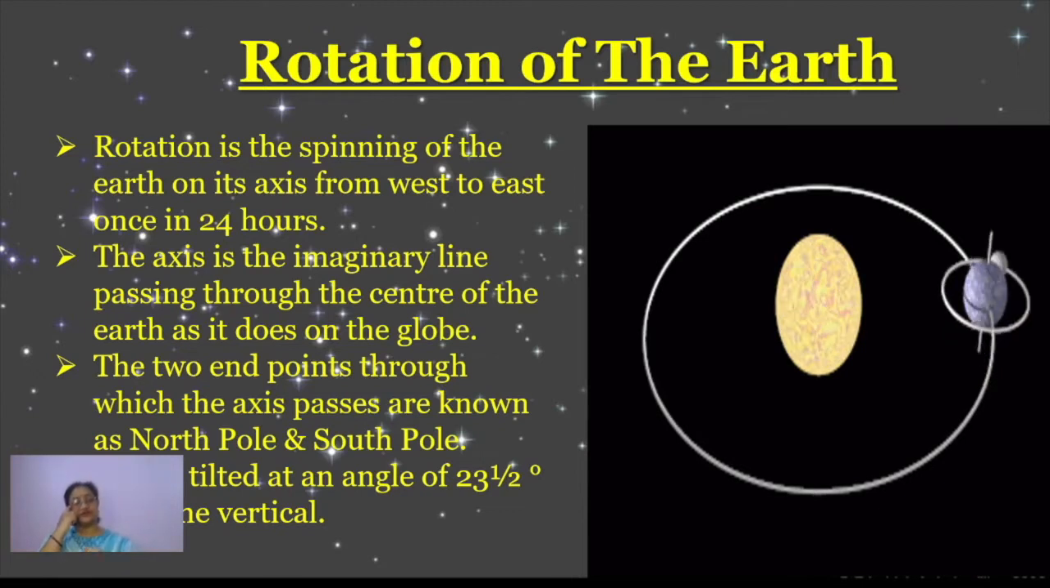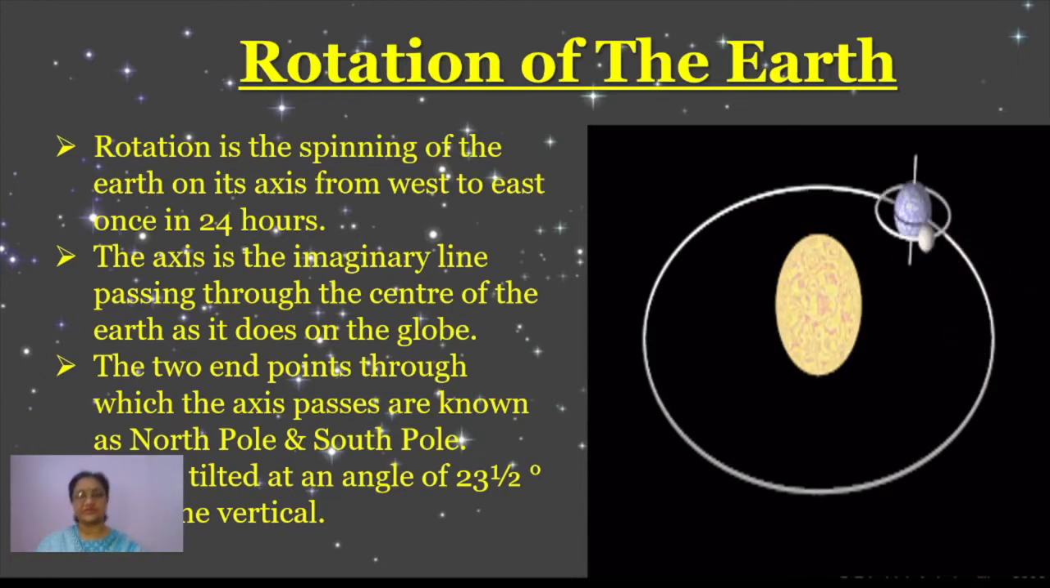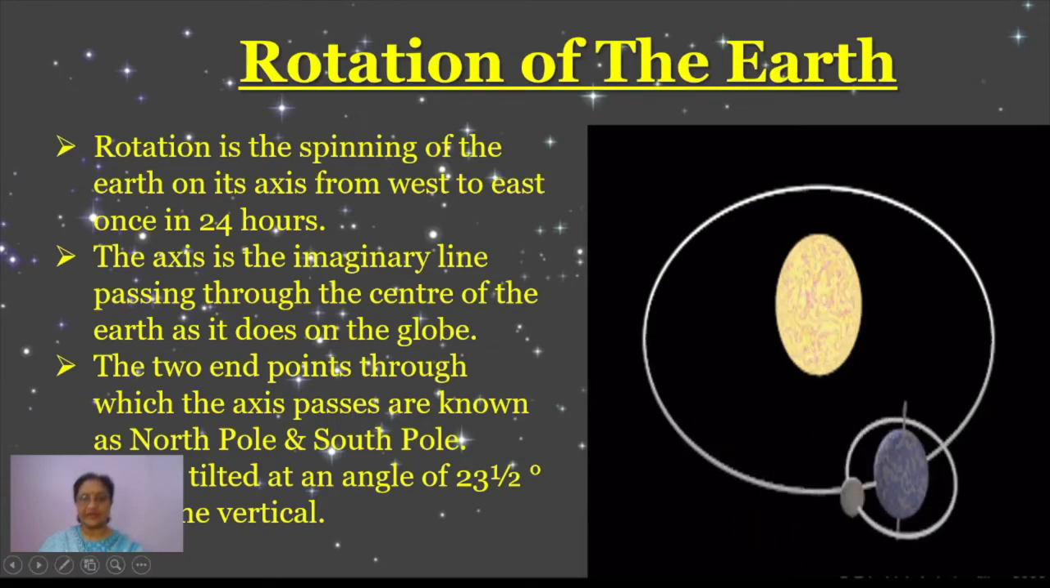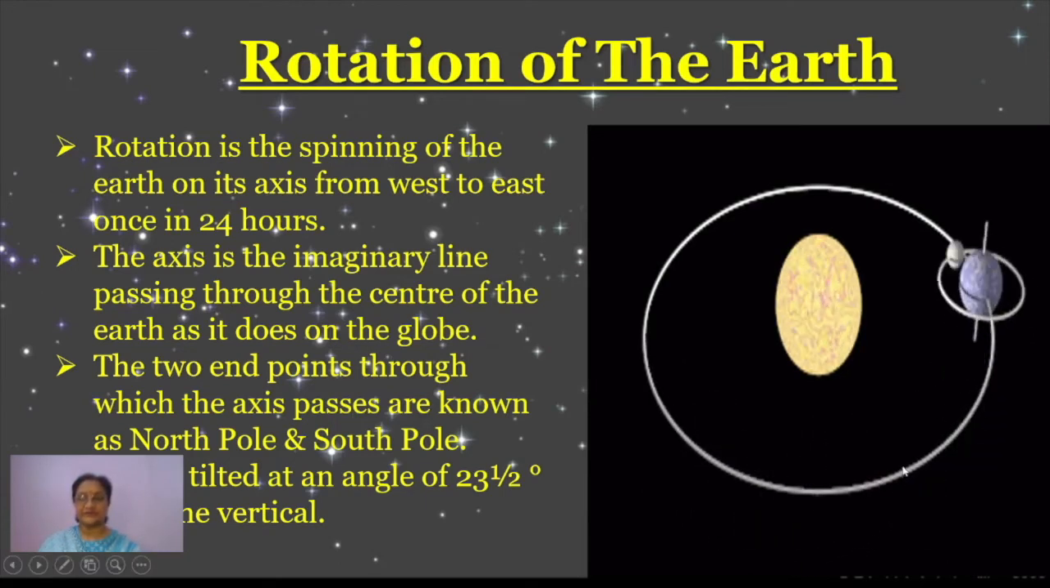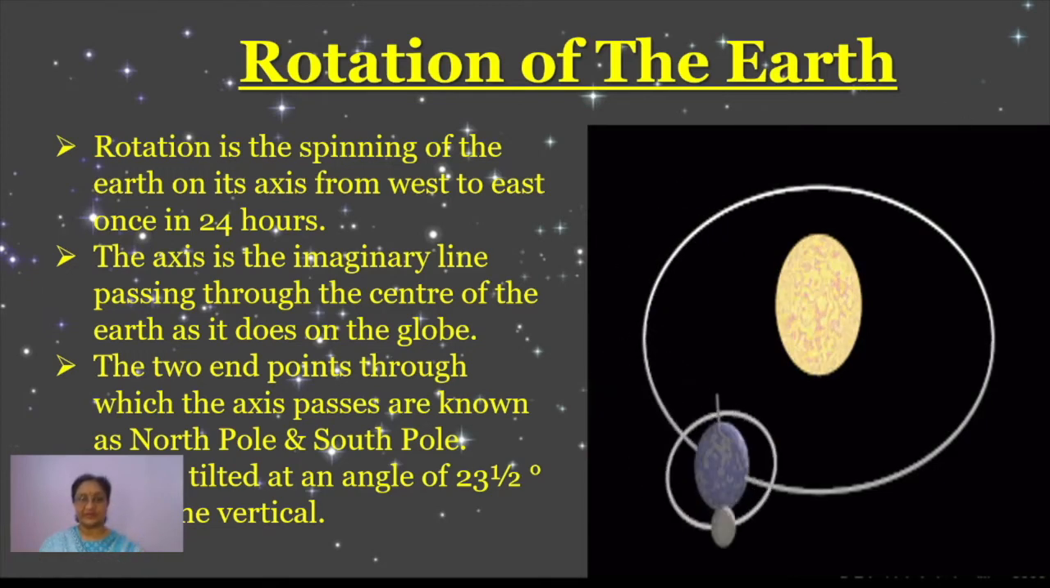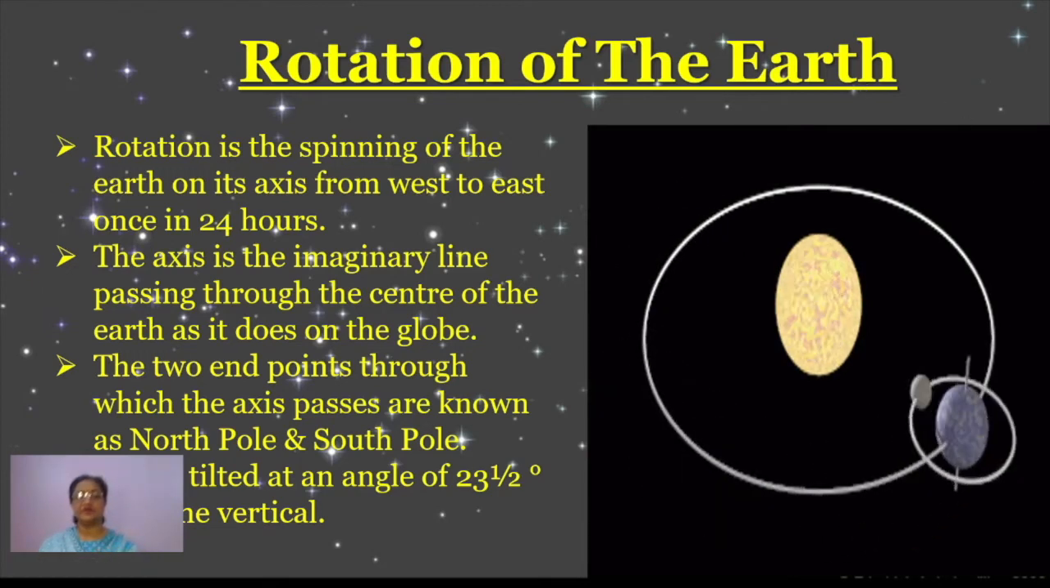First of all, children, when we talk about rotation, rotation means when the Earth moves on its own axis from west to east, that is called rotation. And when it moves around the sun on a fixed orbit, as you can see in this picture, that is called revolution.